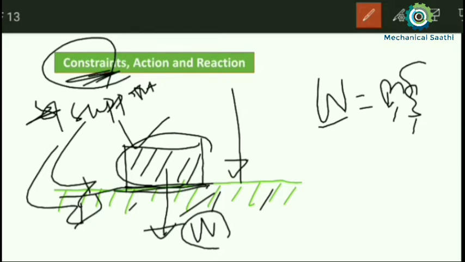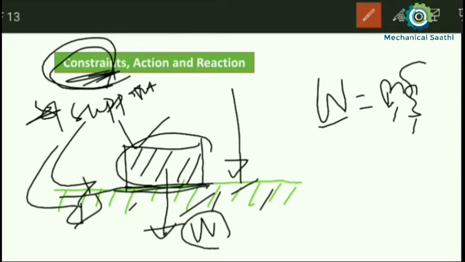Degree of freedom means the minimum number of independent variables or independent motions of any body or any system. So any resisting element which is reducing the degree of freedom or reducing the motion of any body or any system is known as a constraint. So basically these fixed supports are called constraints.